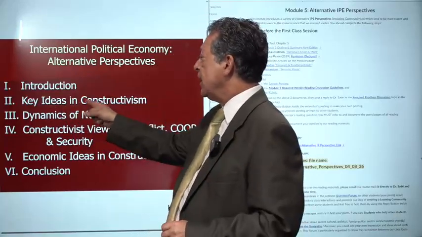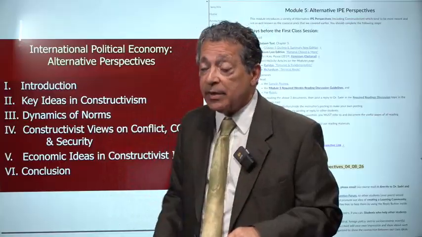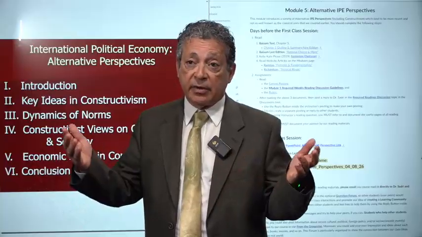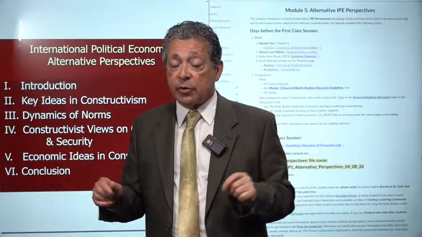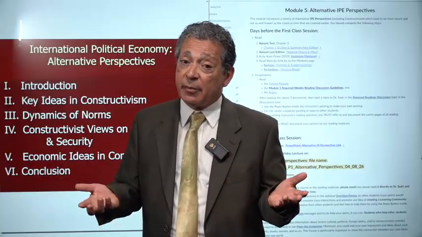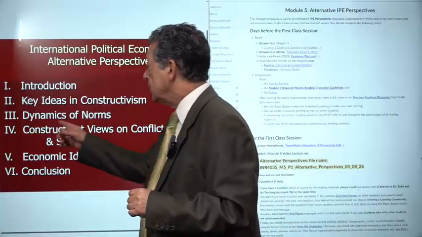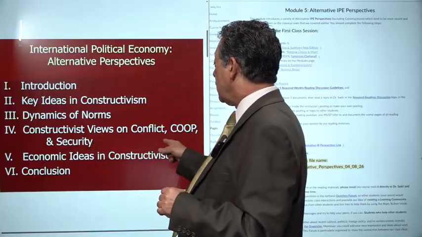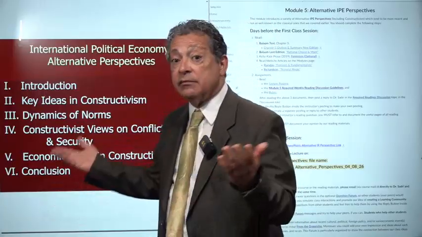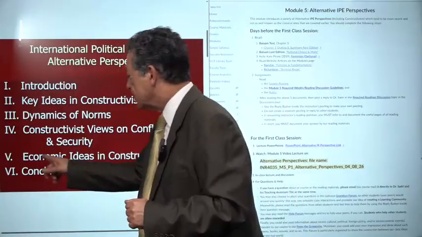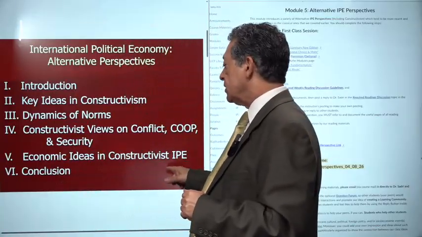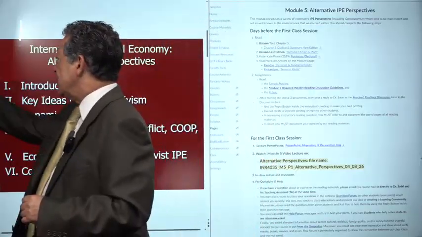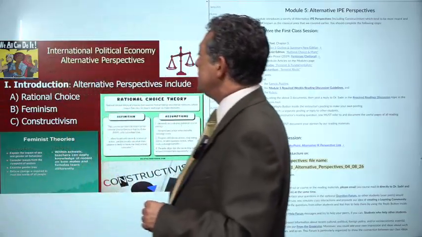Okay, so we start with an introduction. We talk about some key ideas in constructivism, one of the most popular ideas of the 21st century, well, actually it came out of the 20th century, but it became one of the most popular in the 21st century, especially among young people. Then the dynamics of the norms, and then constructivism's views on conflict, cooperation, and security. Some of the major themes. Then economic ideas in constructivism and IPE, and the last one is the conclusion. As you can see, it has a lot of heavy ideas.